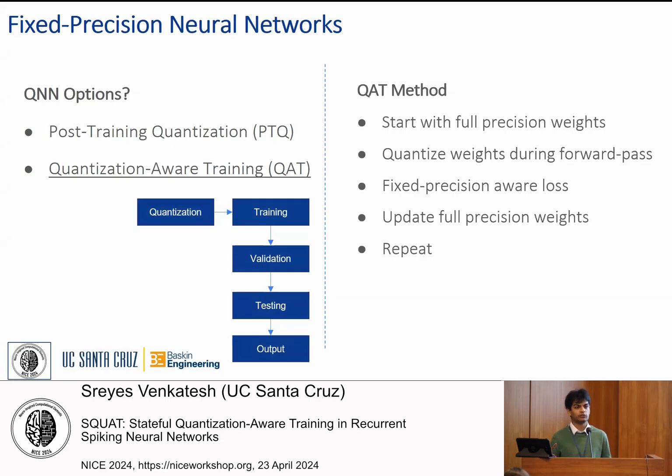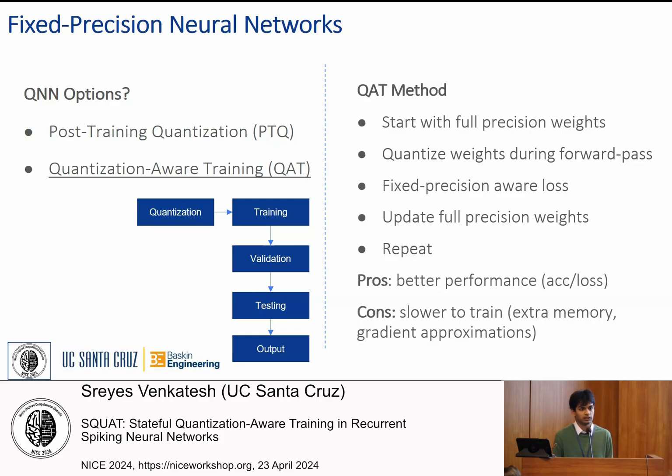For quantization-aware training, we start with our full precision weights. We quantize the weights during the forward pass. Then we calculate our loss with respect to these fixed precision values. And then we update our full precision weights with respect to this fixed precision loss. And then we go forward. This alleviates the previous issue with post-training quantization, in that any error that would occur when there is a transformation from full precision to fixed precision will be more accounted for.